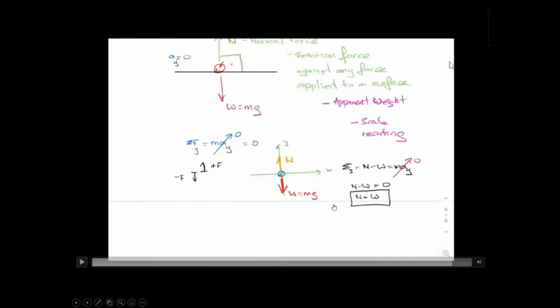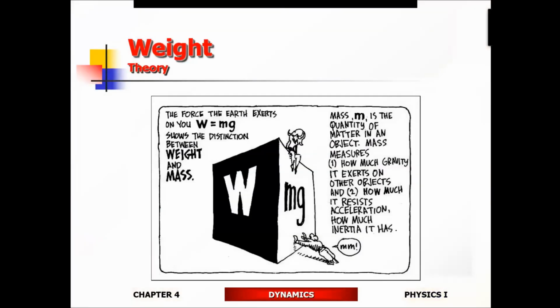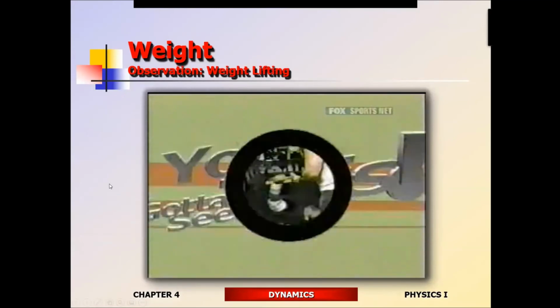Okay, so they may or may not be the same. W is the actual force of gravity. This is the effect of gravity on your mass. N is the reading that you get from a scale within this context. It's the normal force, the apparent weight. They will mean the same thing. All right, so W represents your weight. This is the amount of gravitational pull that you experience.